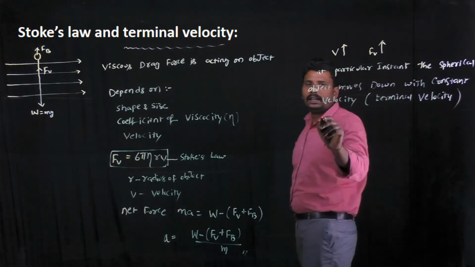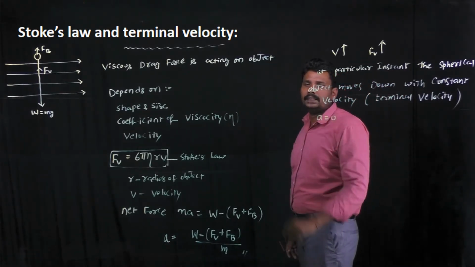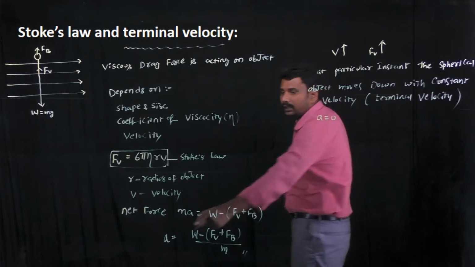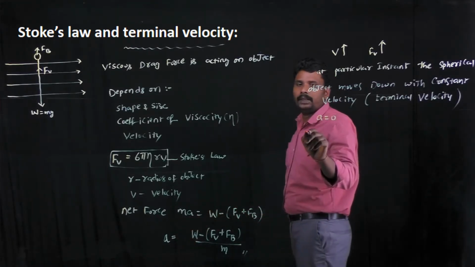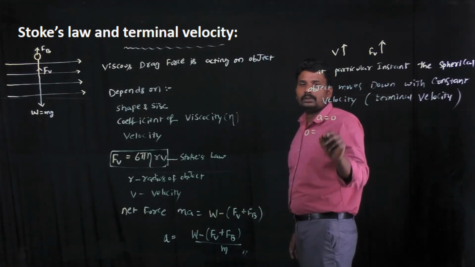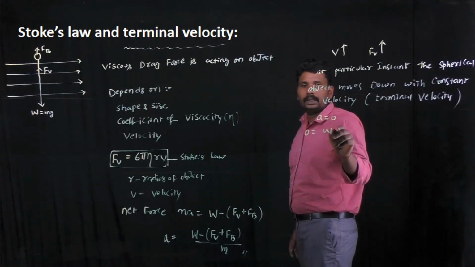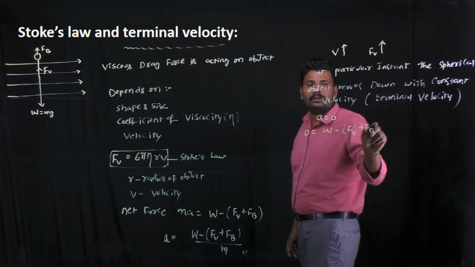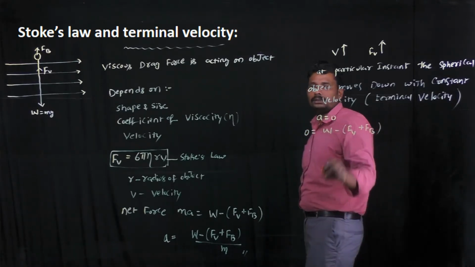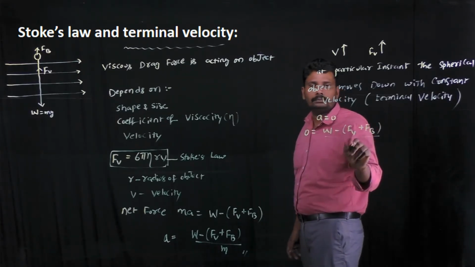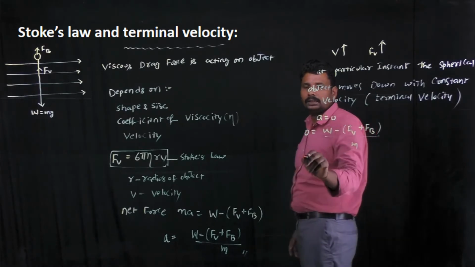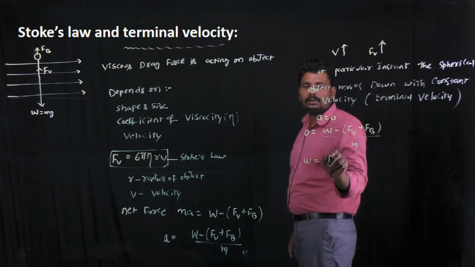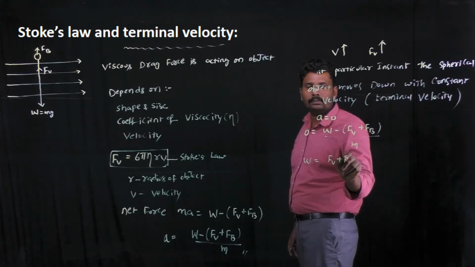At constant velocity means the acceleration is 0. By substituting the value of acceleration 0, it became 0 equals W minus the sum of the viscous drag force and the buoyancy force, by m. On solving this, we got W equals Fv plus Fb.